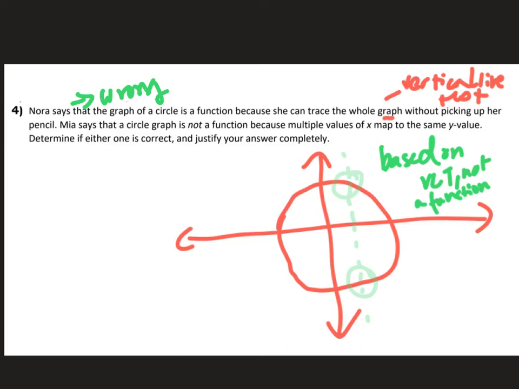Now let's look at Mia's reasoning. Mia says that the circle graph is not a function. Okay, so that seems to check out so far. But let's look at her reasoning. It says multiple x values map to the same y value. Now this language is kind of confusing. So this is saying that your y can have multiple x's. So one y for multiple x's.